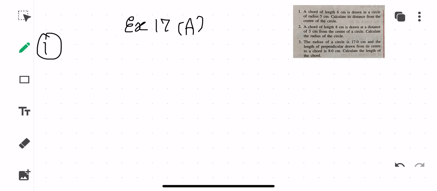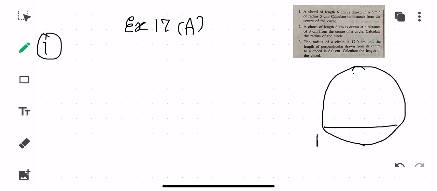Now the first question says a chord of length 6 cm is drawn in a circle of radius 5 cm. Okay, so how will your figure be like? There is this figure and the chord is of 6 cm. Suppose this is my chord AB, and they say that this is of 6 cm length. They are saying it is in a circle of radius 5 cm. Calculate the distance from the center of the circle. So suppose this is my center of the circle, which I will be marking as O. They have given that the radius is equal to 5 cm. Now you need to find out the length of this perpendicular, that is OP.